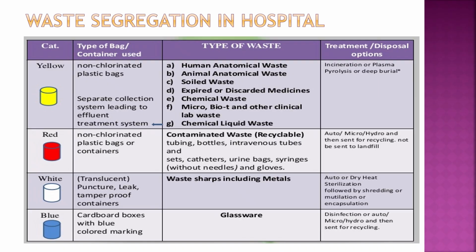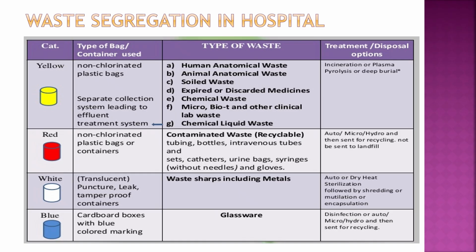So the yellow bag is a non-chlorinated plastic bag, and a separate collection system leading to an effluent treatment system should be there for the chemical liquid waste. This yellow bag contains human anatomical waste, expired discarded medicines, chemical waste, and microbiology and biotechnology clinical lab waste material. The treatment or disposal method is incineration, plasma pyrolysis or deep burial.